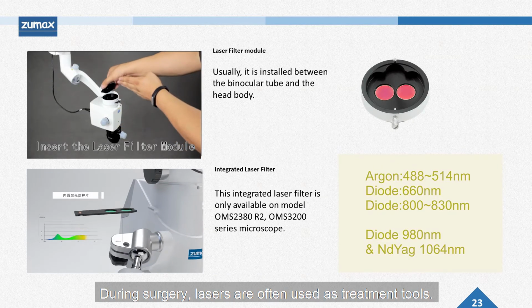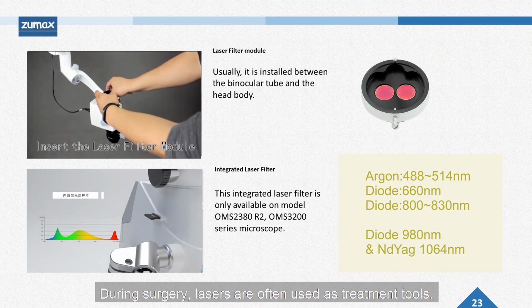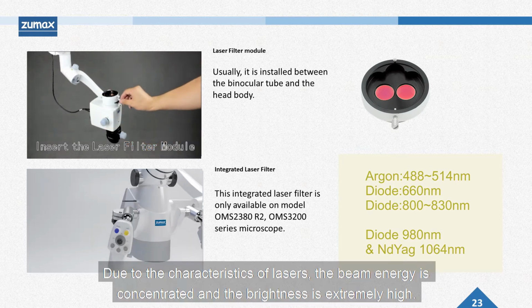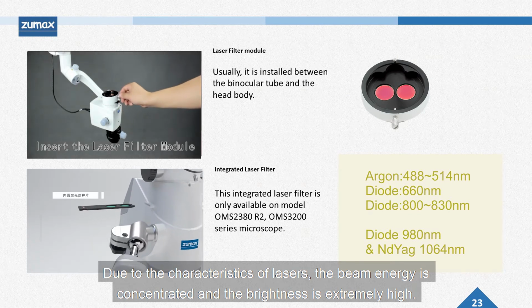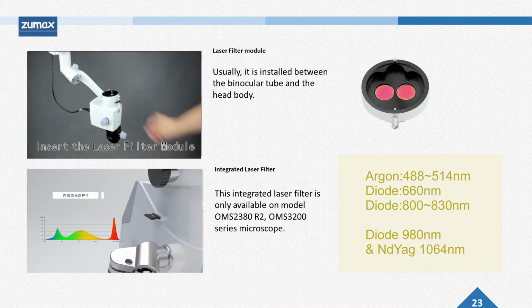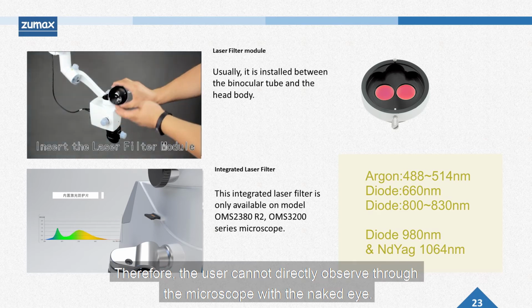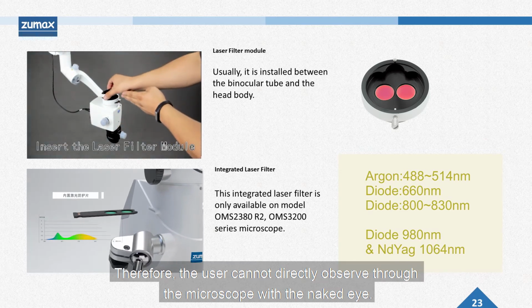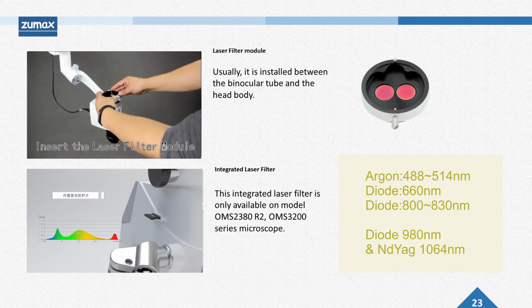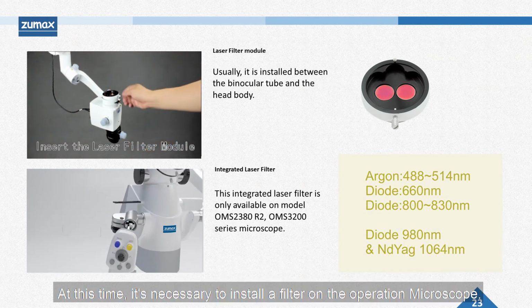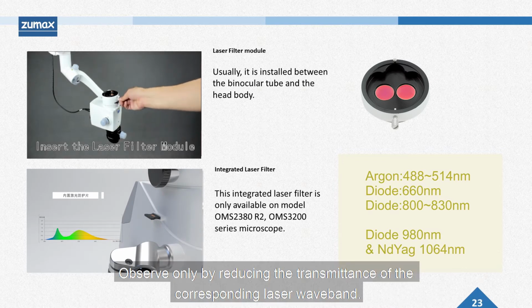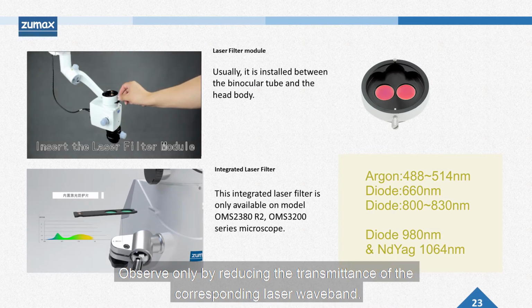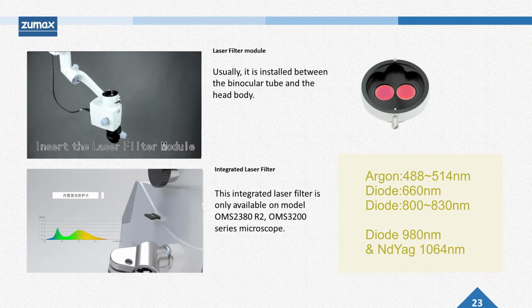During surgery, lasers are often used as treatment tools. Due to the characteristics of lasers, the beam is constrained and the brightness is extremely high. Therefore, the user cannot directly observe through the microscope with the naked eye. At this time, it's necessary to install a filter on the operation microscope, to observe only by reducing the transmittance of the corresponding laser waveband.